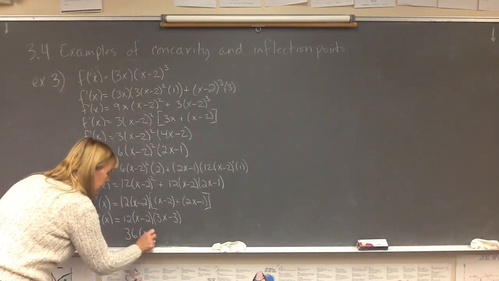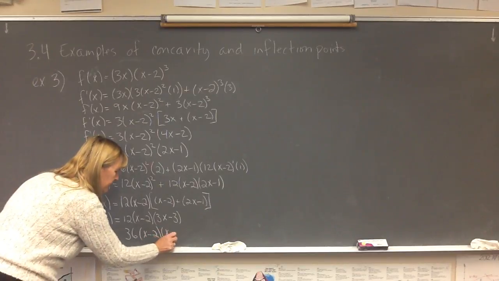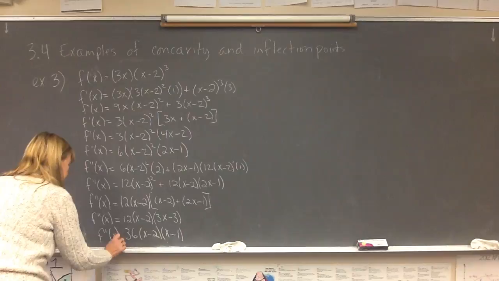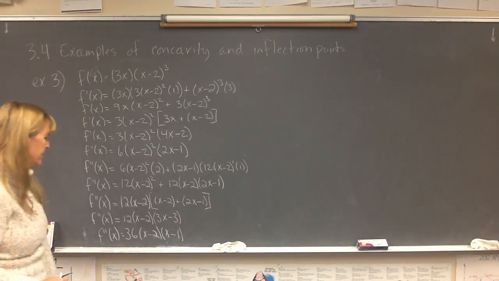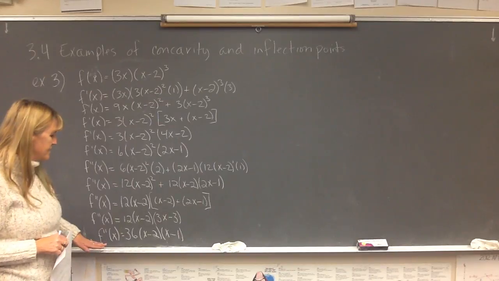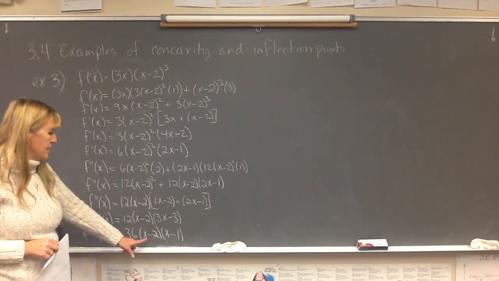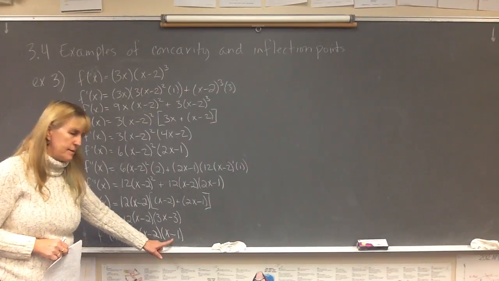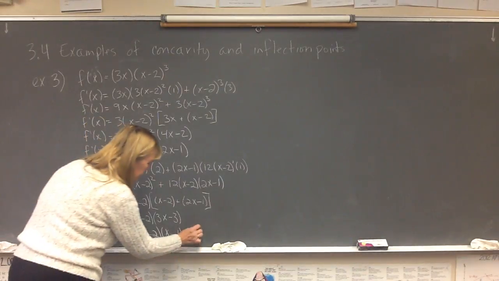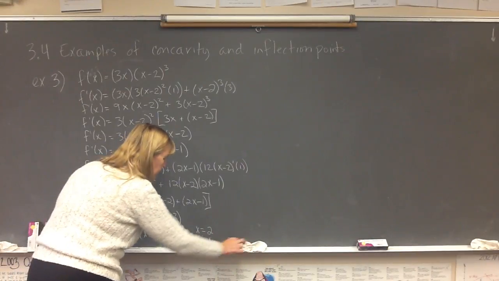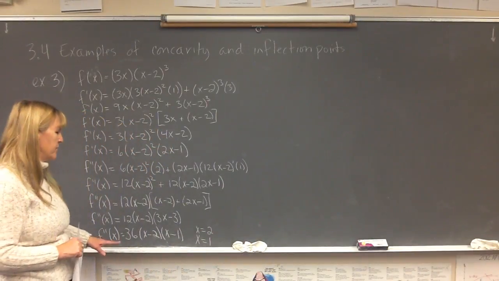36 times (x minus 2) times (x minus 1) for my second derivative. And this second derivative is a nice polynomial function. I can tell what's going to make it 0. That's going to be x equals 2 and x equals 1. So I'm just going to write here x equals 2 and x equals 1. Those are possible points of inflection.